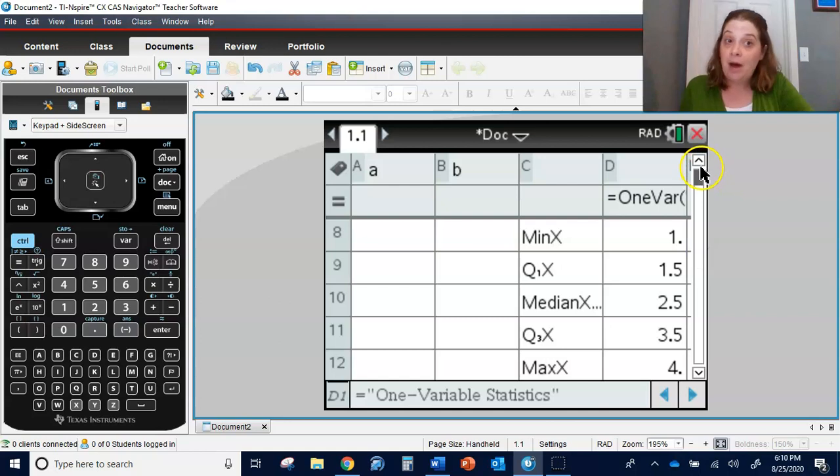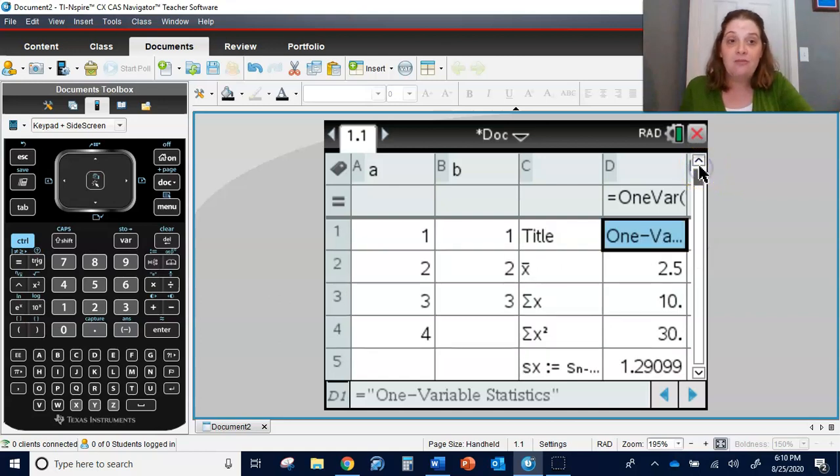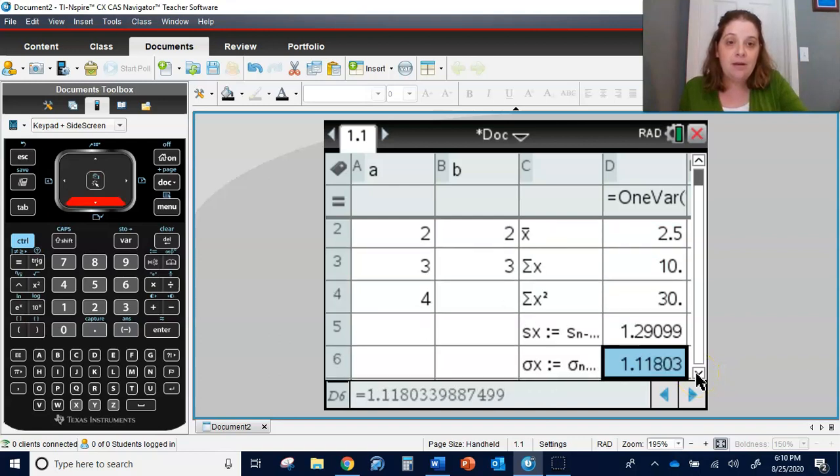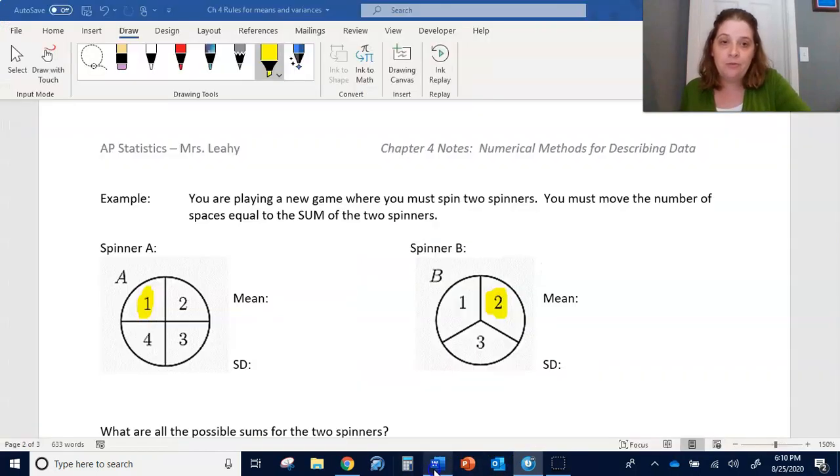Since this is a population of values, not a subset of possibilities, this is all of them, I want that sigma, which is 1.12. All right, before I forget these two numbers, I'm going to come over to my notes and add them in.